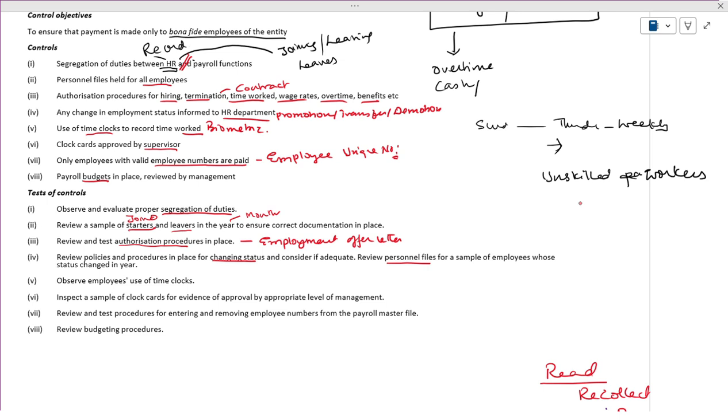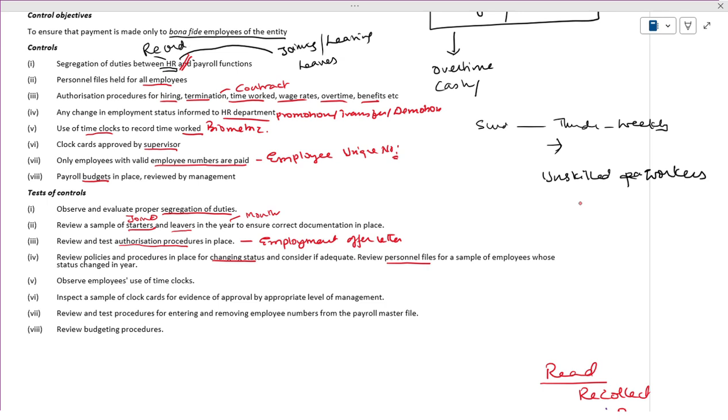If you get a promotion, automatically your basic salary will change, your benefits will change, your facilities will change. Monetary benefits will get affected. It has to be properly documented.